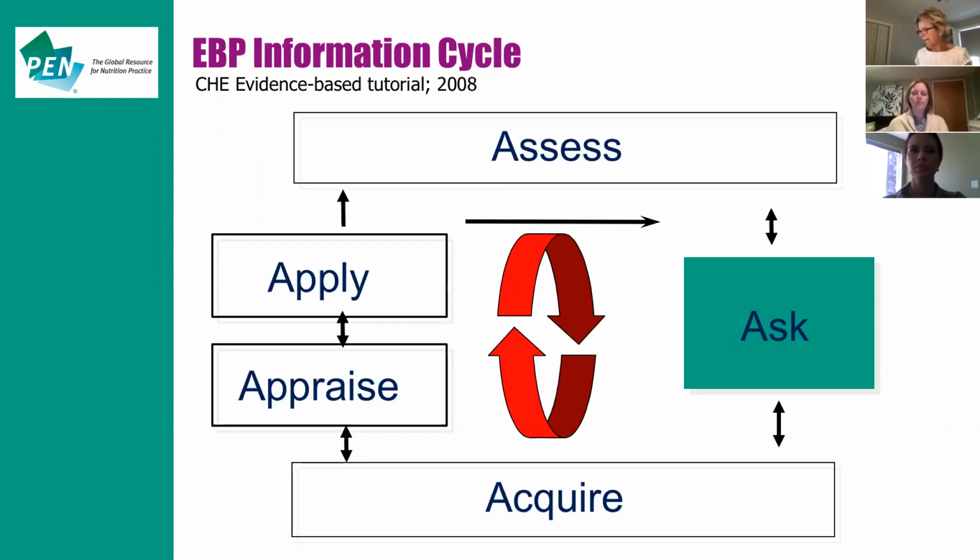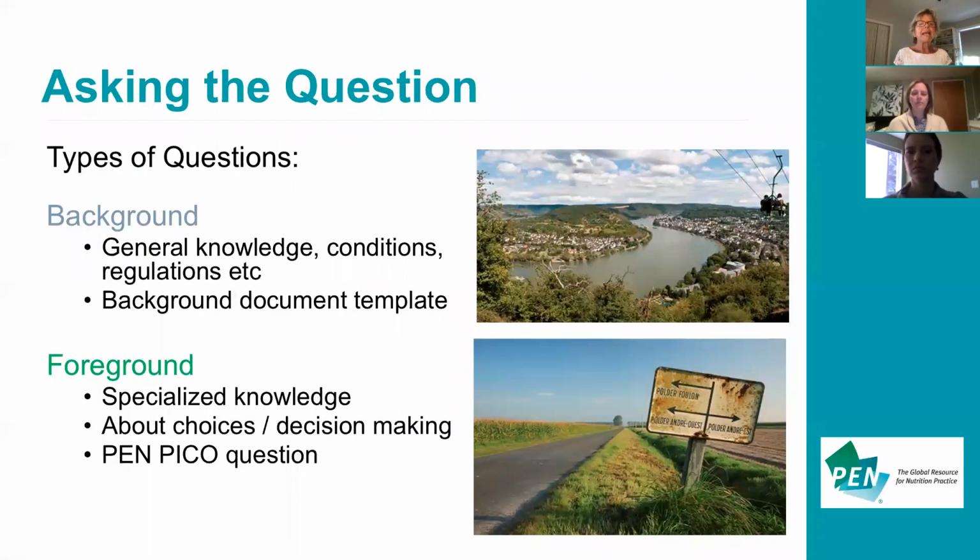So, asking the research question. There are two types of questions. There's the background questions that are more focused on general knowledge about conditions and regulations. We have templates for that, which I'll show you in just a moment. And then there's the foreground questions that relate to more specialized knowledge about choices and decision making: what's the most effective or what's the safest option. And for that, I'll be talking a little bit more about Penn PICO questions. So, background and foreground questions.